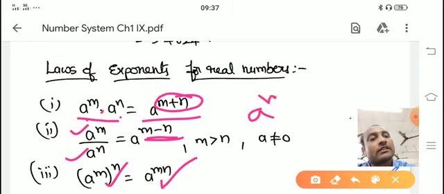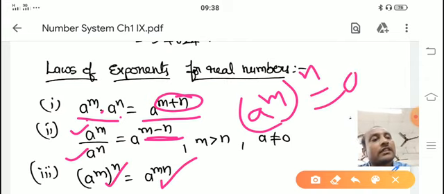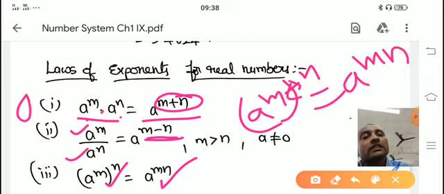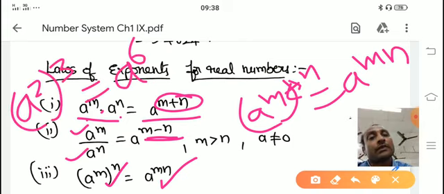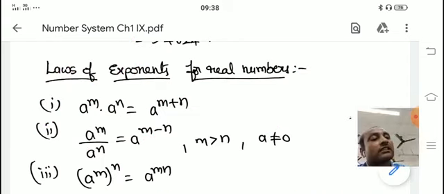And the next one is a power m whole power n is a power m into n. When it is a power m whole power n, what is it? A power mn. Multiplication I have to do. Like if it is a square whole cube, how to write? A power 6, because 2 into 3 is 6, okay.